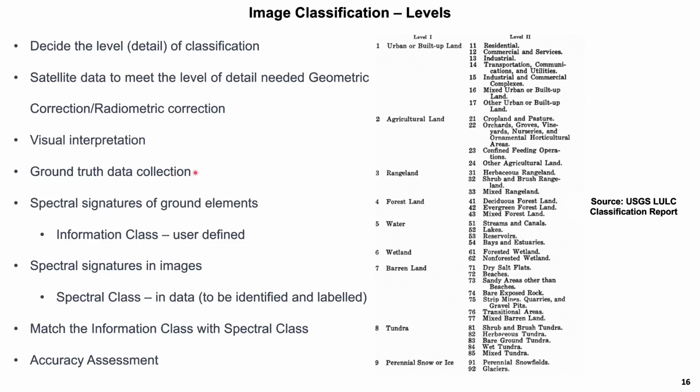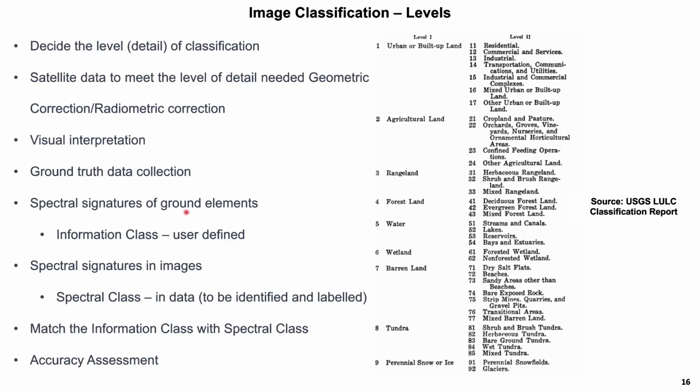Then next one is the ground truth data collection. This is very, very important to determine the accuracy of your classification. So we need to go to the ground. We need to identify physically what is the land cover that is present in that particular location. So we need to collect a lot of ground truth data to do the accuracy analysis.